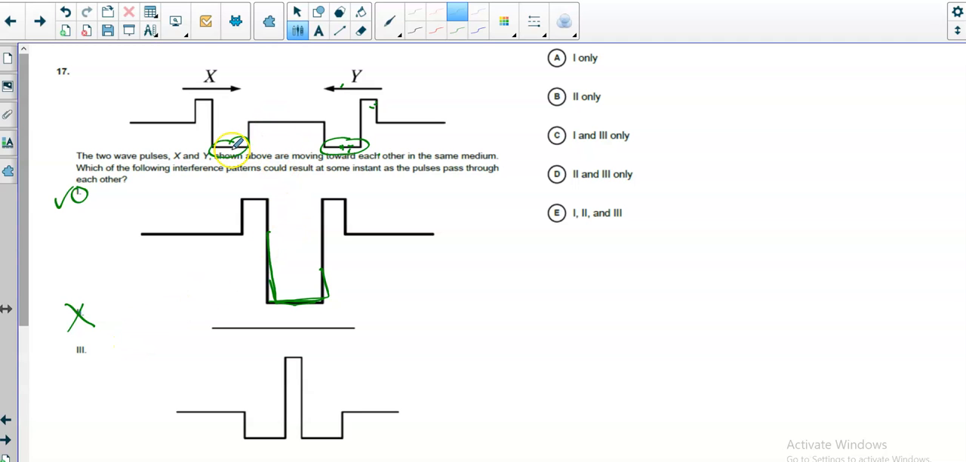And when they move past each other, when the two low parts are past each other, but the two high parts are overlapping, I would expect something like this. So I'm going to say 1 and 3. Is that an option? It says C. Let's see if I'm right. 17. Yeah, I'm right. What do you know? But yeah, I don't see any way in which they're going to cancel each other out.